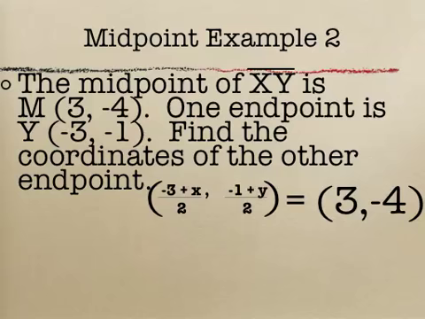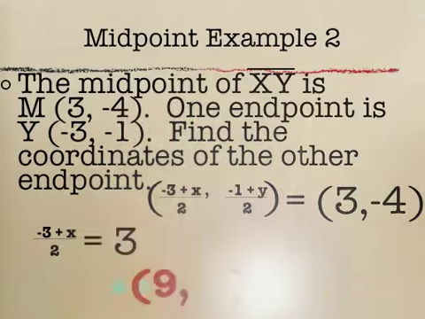I can take the x values and set them equal to each other, which would be negative 3 plus x divided by 2 equals 3. Remember, I'm going to have to multiply by 2 on both sides, and then I'm going to need to add 3 to both sides to get x by itself. So to solve for the x value, I would have 9.